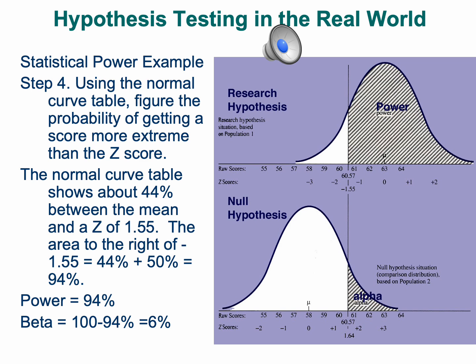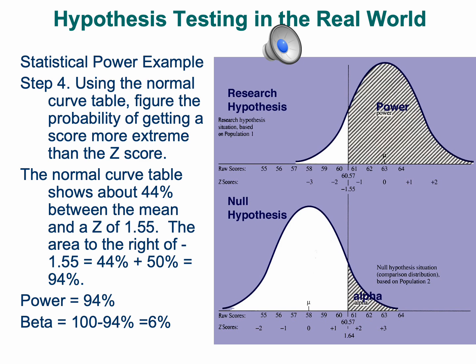When you go to that table, the normal curve table shows about 44% between the mean and a z-score of 1.55. The area to the right of 1.55 equals 44% plus 50%. Remember, you still have half the curve there, which is a total of 94%. And you can see that's a lot of the curve. So in this case, power is equal to 94%. So 94% of the curve is at your cutoff z-score or higher. And the area corresponding to those scores is the power. So that's the probability. It's 94%.